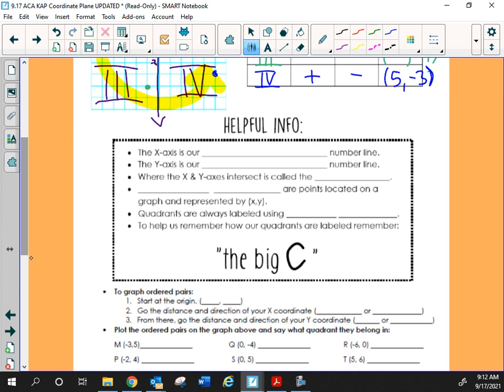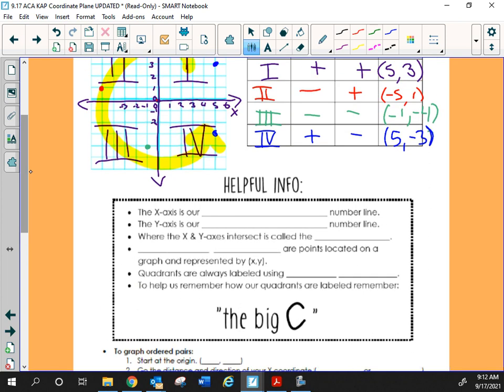So again, the x-axis is our horizontal, right? Are we good with that? That was what he said. Horizontal. That's our horizontal. I always remember horizontal goes like the H. Horizontal number line, and our y-axis is our vertical. Okay? Where the x and y-axis intersect is called the, everyone say that? Origin. Where it originates. Origin.